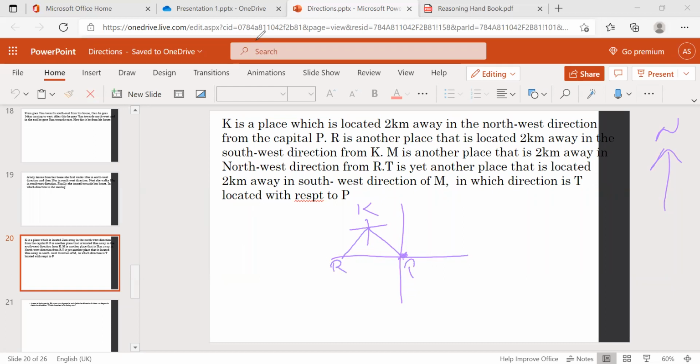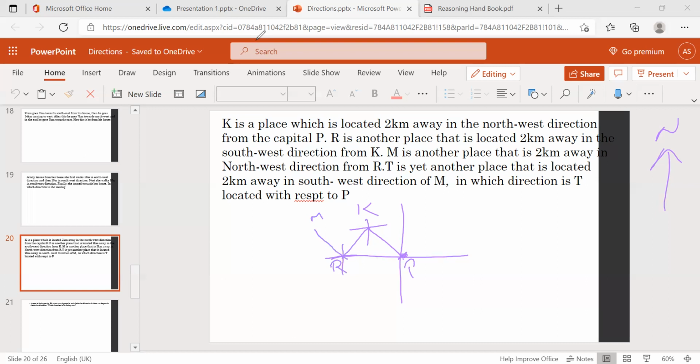Now, M is another place that is 2 kilometers away in the northwest direction from R. From R, it is the northwest direction. Where's the northwest? This one, 2 kilometers, right? So what's this place? This is M.